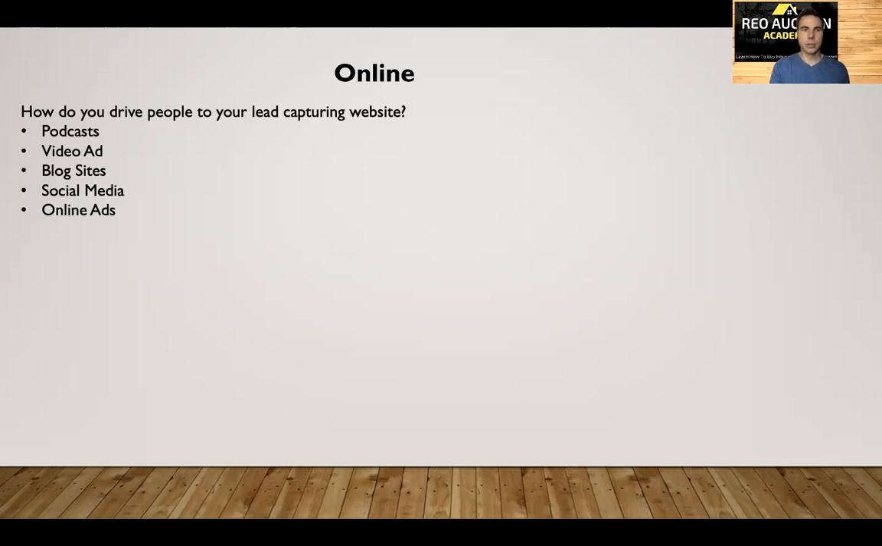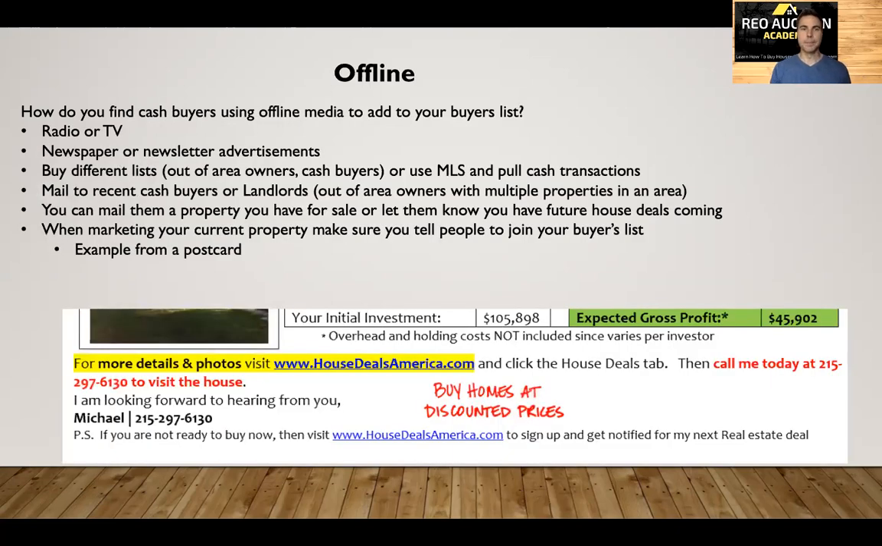of cash buyers. Now offline, this is another way to drive cash buyers to your list. What are some mediums that I use? You can use radio or TV, newspapers or newspaper advertisements or classifieds. There are different lists that you can market to, such as out of area owners, or you could get cash buyers from MLS or other online lead sources.